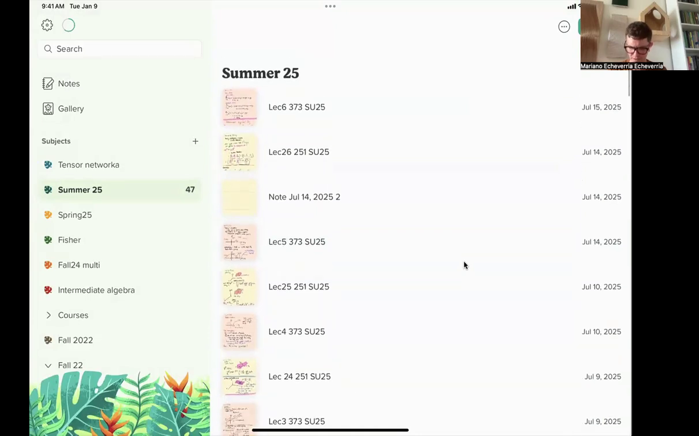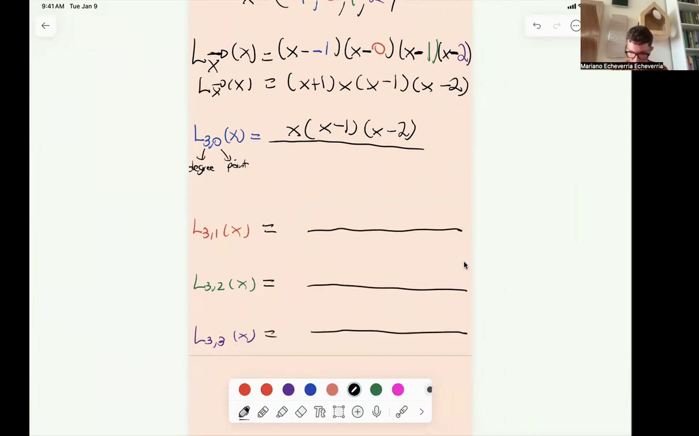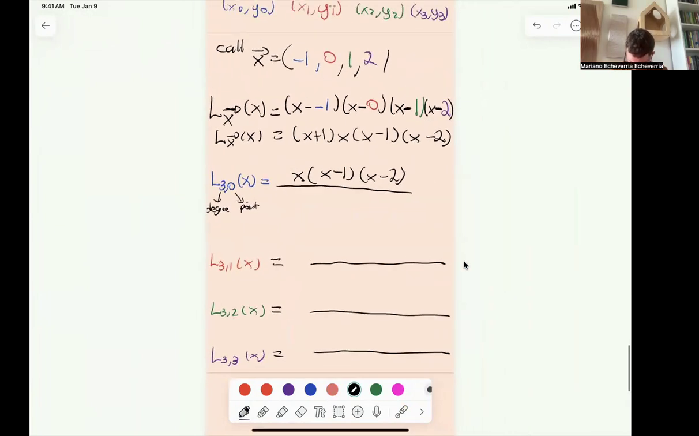Is that okay? Okay. Actually, let me put the numerators for all of them because that's a little easier to understand. The way this is set up, each of them is going to be a fraction. For L30, what you remove is the first factor because that's associated to 0. For L31, you remove the second factor because that's associated to x1. If you remove this one, you get x plus 1 times x minus 1 times x minus 2.